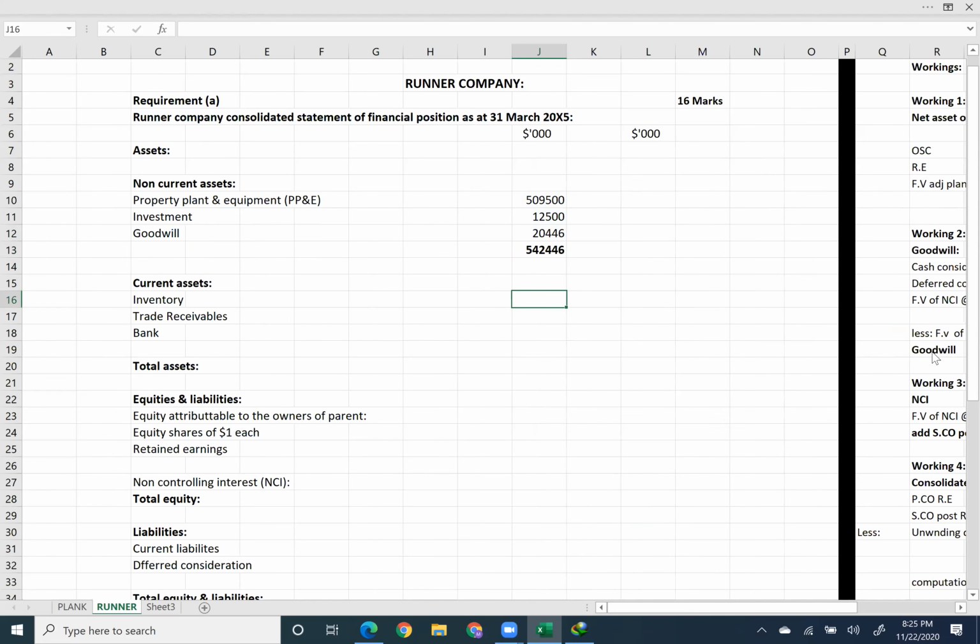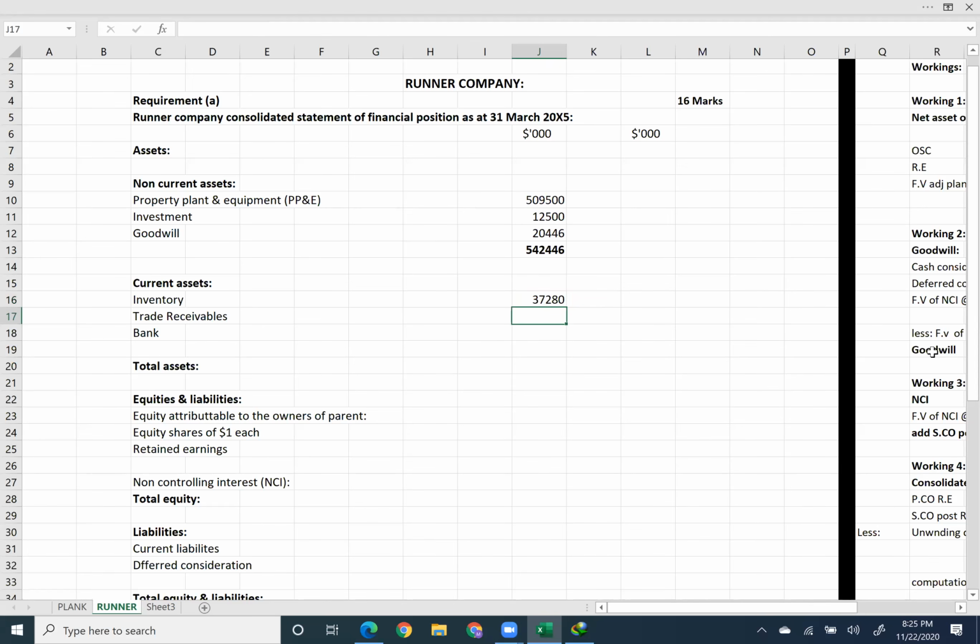Now inventory. Just by looking at inventory, one thing is coming to my mind: URP, boys and girls. Let's add the inventory. Parent company's inventory is 22,000. Subsidiary company's inventory is 16,000. And I hope you remember the URP is 720. Parent company's plus subsidiary company's less 720.